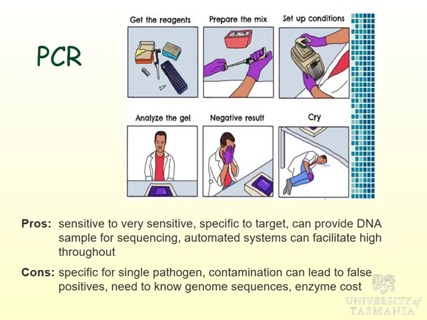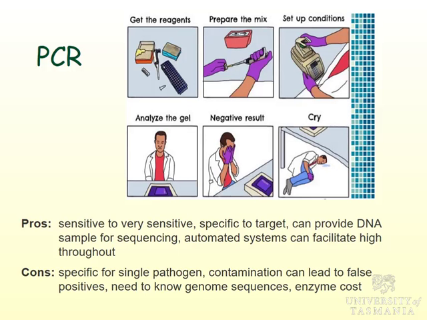Negatives: again, it's specific for a single pathogen. You're testing based on the presence of these primers. So if you've got an unknown sample, you're once again saying, I'm looking for cucumber mosaic virus, I'm using primers to cucumber mosaic virus. If something else is present, you won't detect it. You'll only detect what you're looking for, exactly the same as serology.